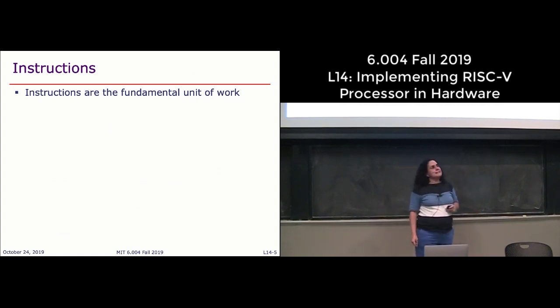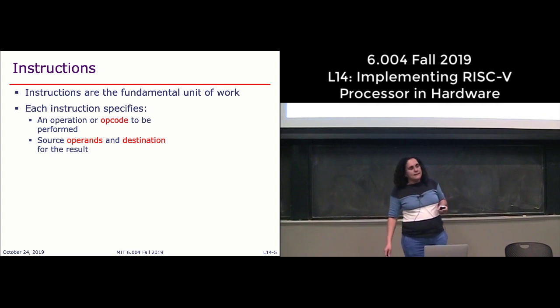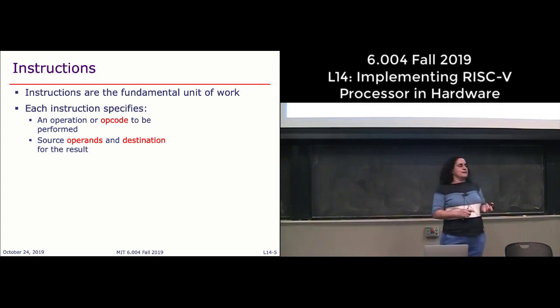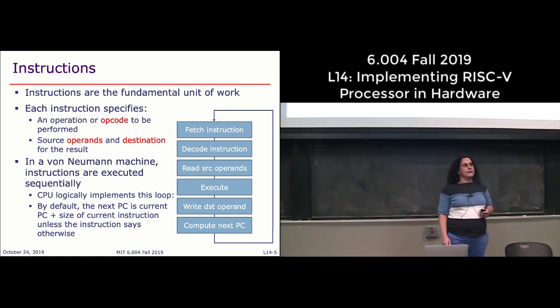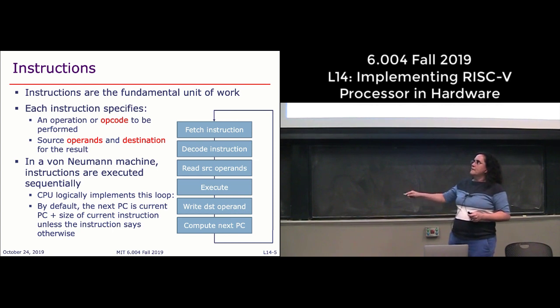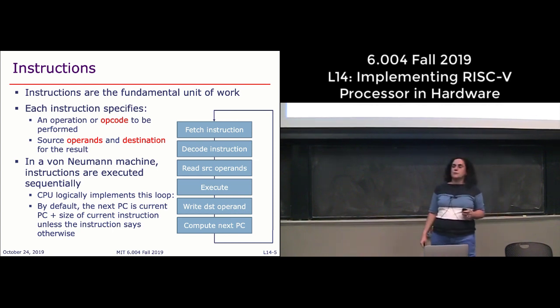All right, so now let's think about what instructions are. We've already said instructions are basically our fundamental unit of work. Each instruction consists of a few things. The first is the opcode, and the second is the source and destination operands. Essentially, when we execute instructions, we're going to repeat this loop for every single one of our instructions. So what is this loop doing? It's telling us how to go about executing an instruction.